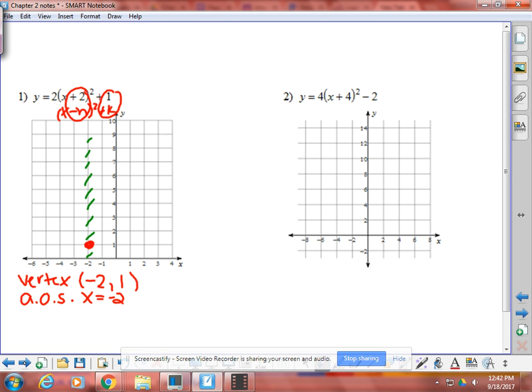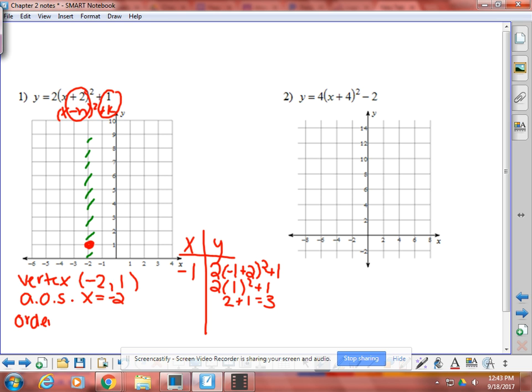Now what I want to do is find another ordered pair. The next point to the right is x equals negative 1. So I'm going to make my xy table, put negative 1 in there. So I have 2 times negative 1 plus 2, squared, plus 1. Keep solving this. I have 1 inside of here, squared, gives me 1, times 2 is 2, plus 1. So 2 plus 1 is 3. So my next ordered pair is negative 1, 3. So back 1 and up 3.